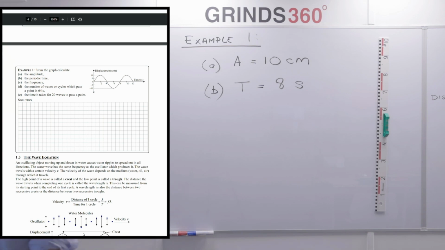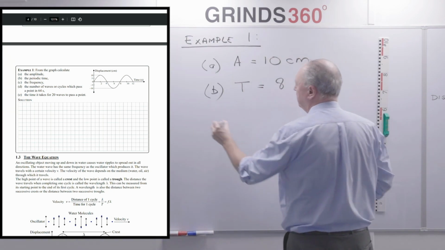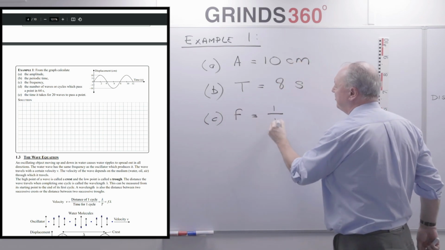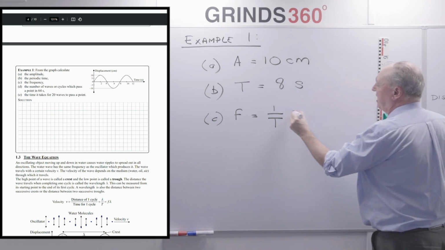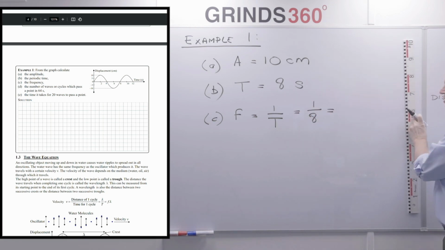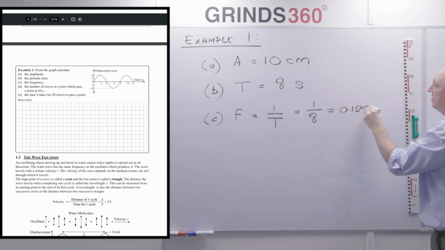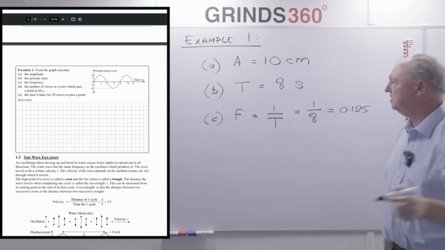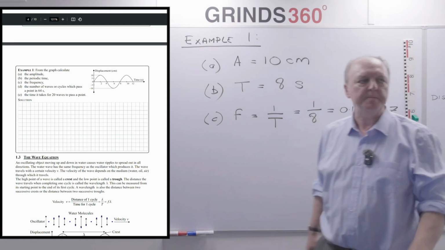Let's use our formula. So what's our formula for frequency? Our formula is F is equal to 1 over T. Put my value of periodic time in, so it's 1 over 8. Put that into your calculator, and you will get 0.125. And what are the units of frequency? The units of frequency are hertz, 0.125 hertz.